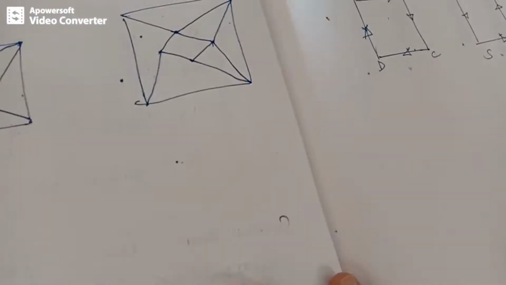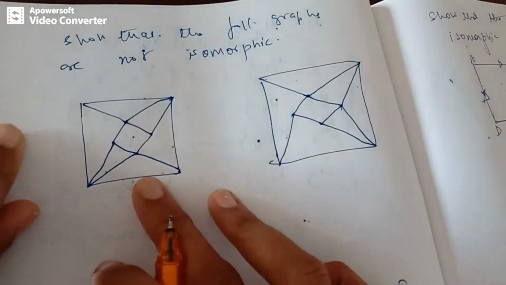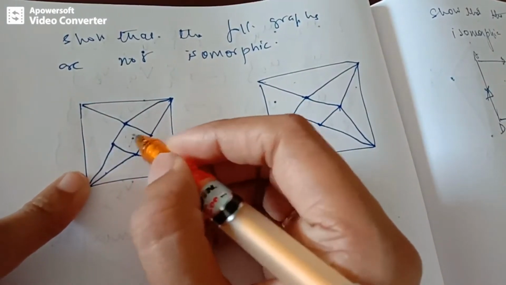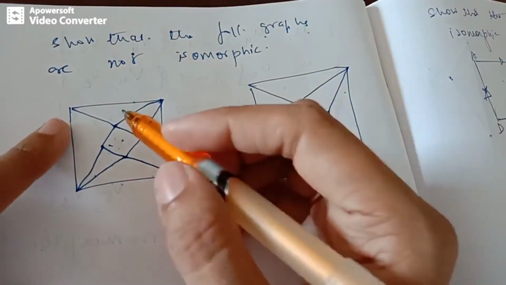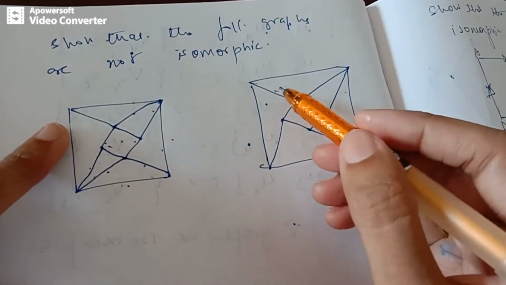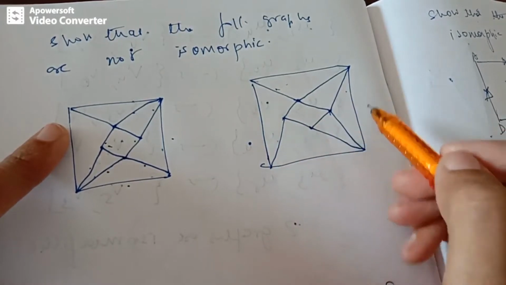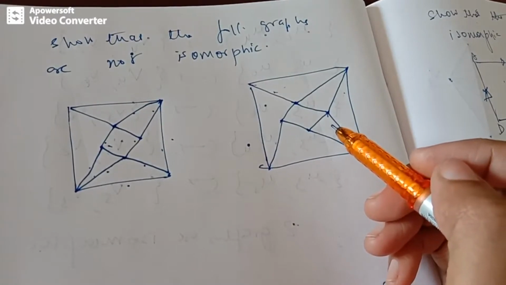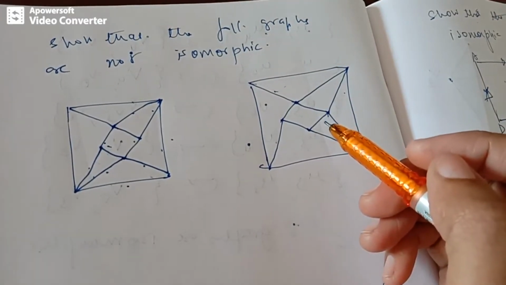So coming to the next question. They have given two graphs. We have to prove that the two graphs are not isomorphic. Just observe the number of vertices. 8 vertices. Here also the same 8 vertices. Count the number of edges. So you can observe there are quite differences in both the graphs.